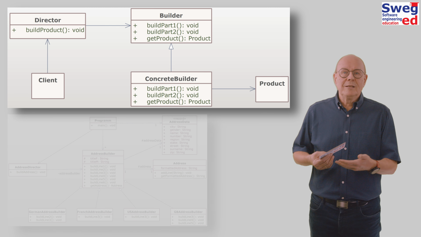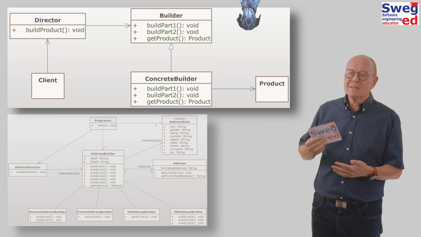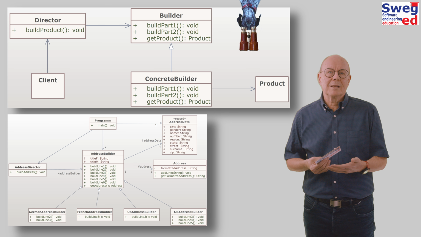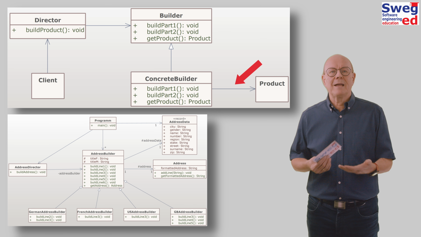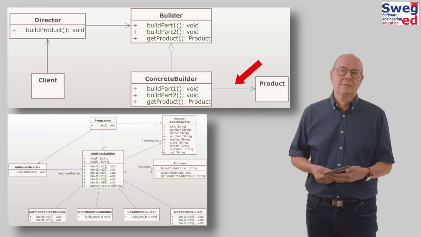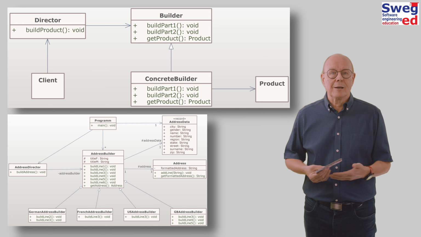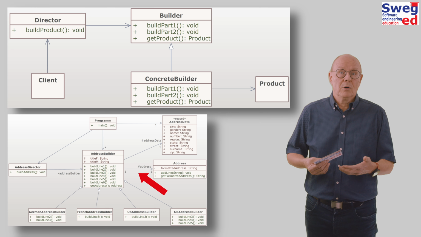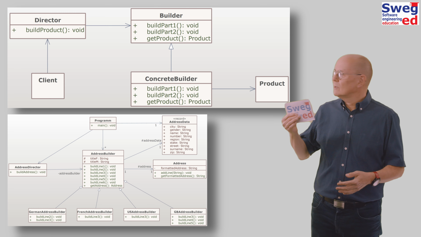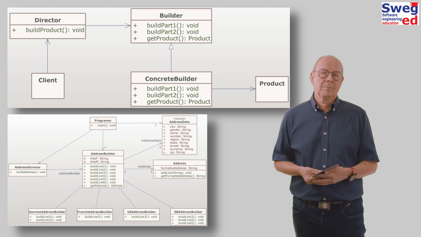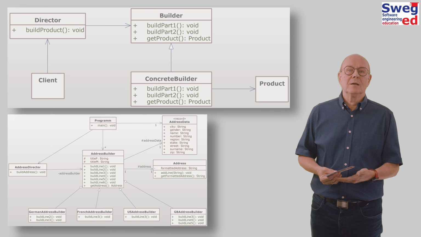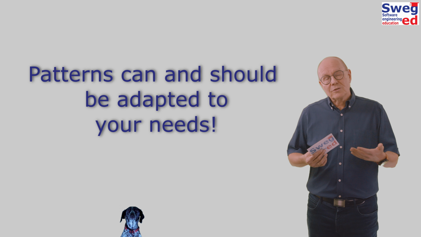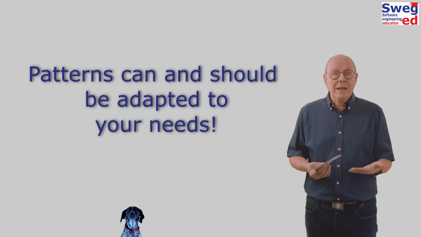If you look closely, you see our example is a bit different from the classic pattern. In the general case, the concrete builder has a direct connection to the product. In our code, the parent class address builder has the connection to the address, our product, not just the child classes. That's because in our example only the string formatting is different. This shows patterns can and should be adapted to your needs.